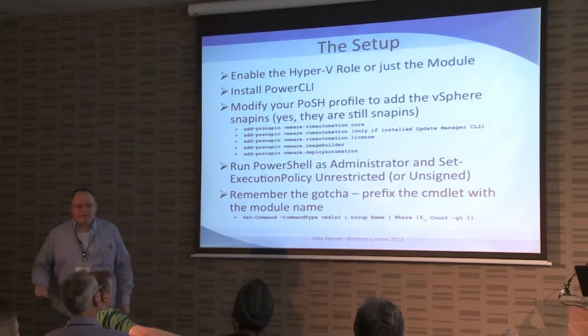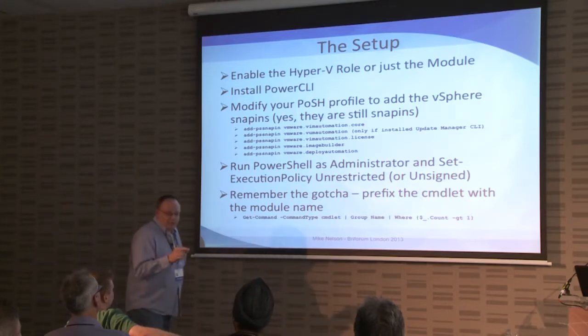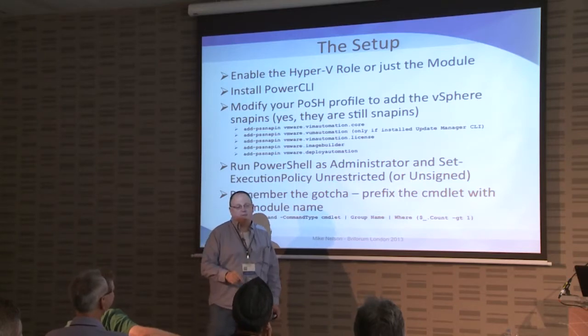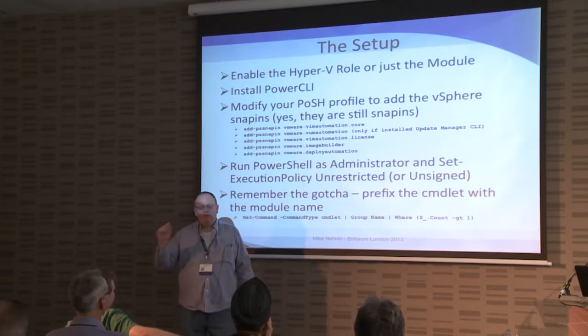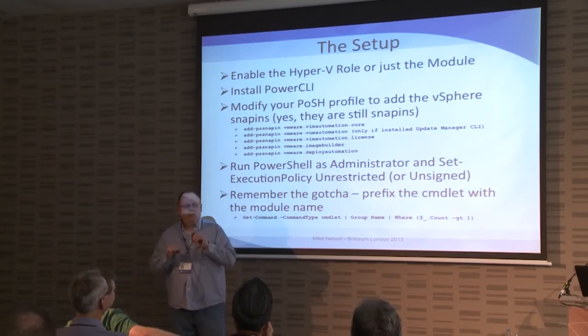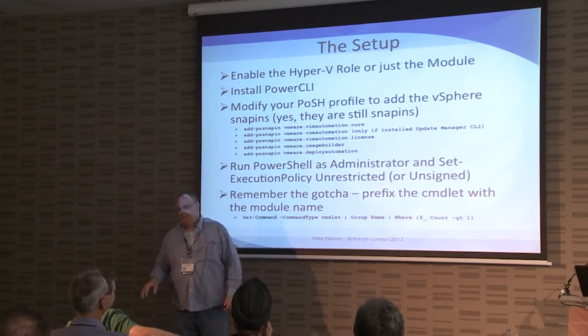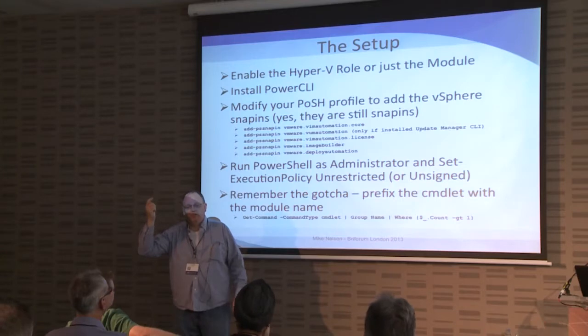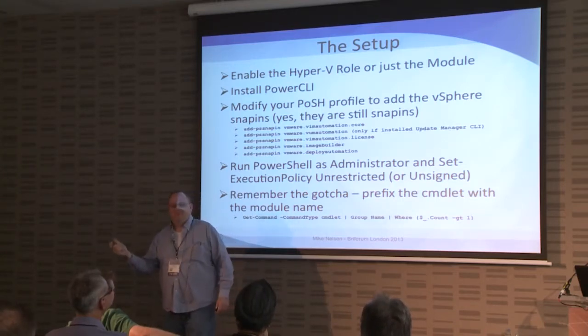And the reason for that is because both Hyper-V and vSphere call their commandlets the exact same names. Get-VM is the same for Hyper-V and vSphere. So when you do a Get-VM from the command line, it picks the first one in the list, which just happens to be vSphere PowerCLI. It comes up in the list first before Hyper-V does.